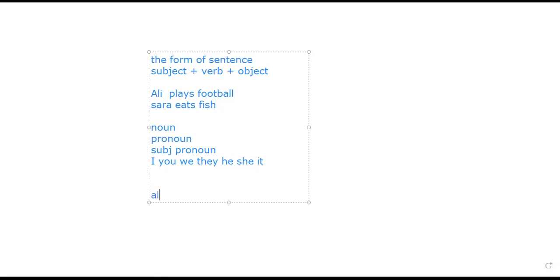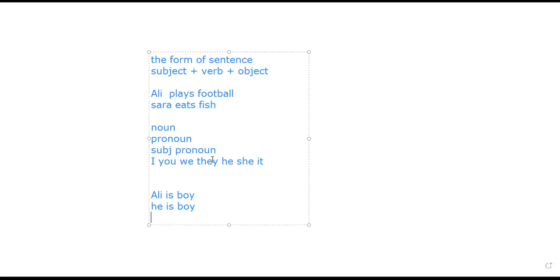When I say Ali is a boy, and I want to replace Ali with a pronoun, I will say he. He is a boy. Okay? When I want to replace Ali with a pronoun, I will say he. Okay?